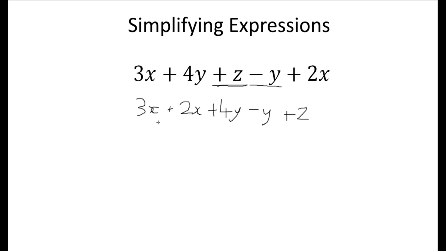Now we have them all grouped up, we can go ahead and simply add them up. So 3x plus 2x we know is 5x, and then 4y minus y is plus 3y, and then we just have a z at the end, so it's left like that. Done. And that's been simplified.